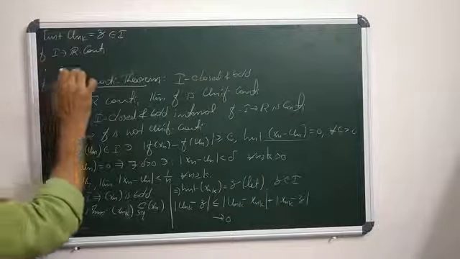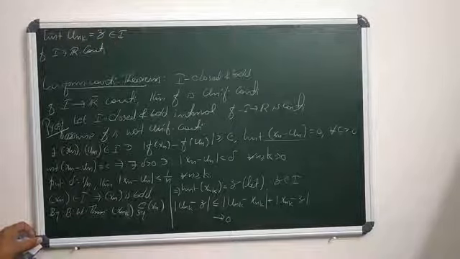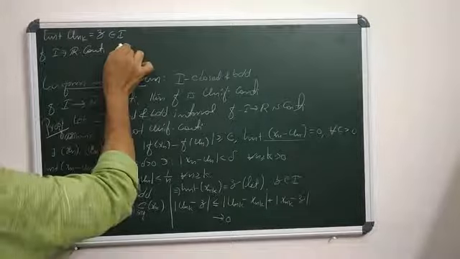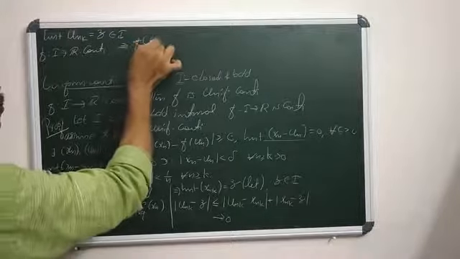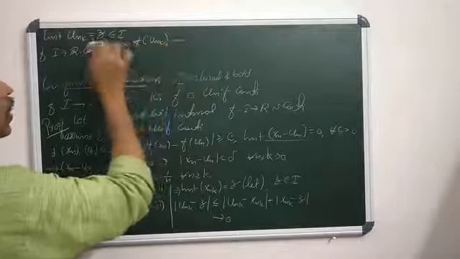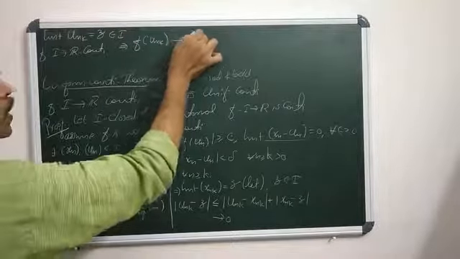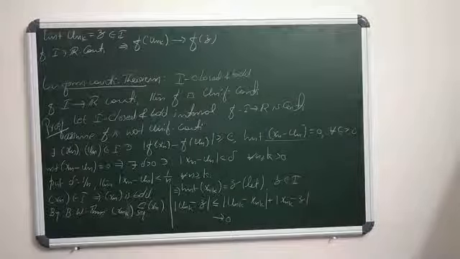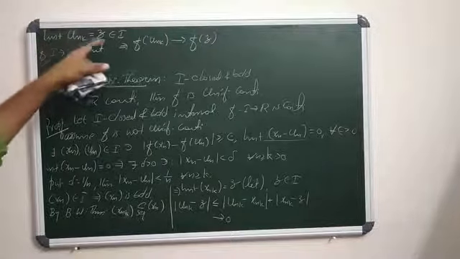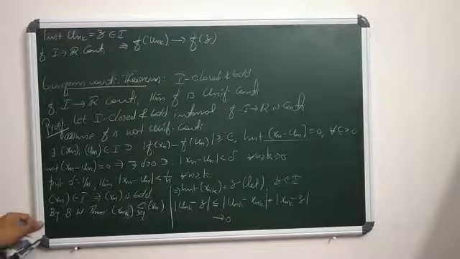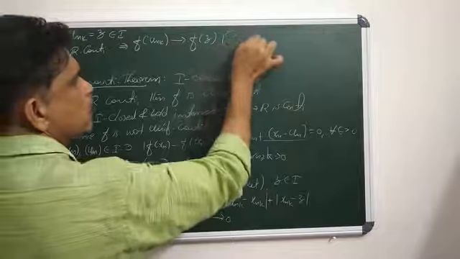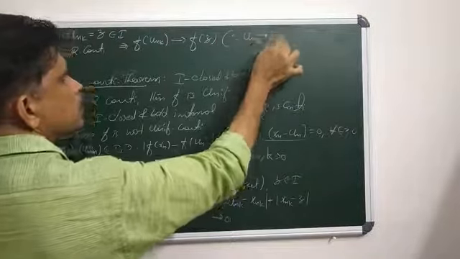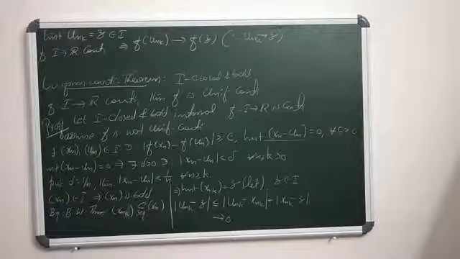f is continuous on I means f is continuous at z. Why? Because z is in I. That implies f of u_nk converges. Since u_nk converges to z, and f is continuous on I with z in I, f of u_nk converges to f of z.